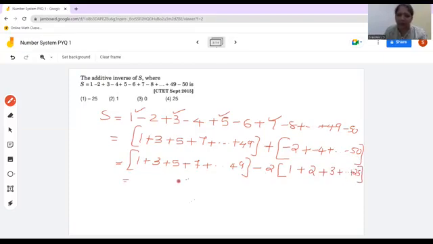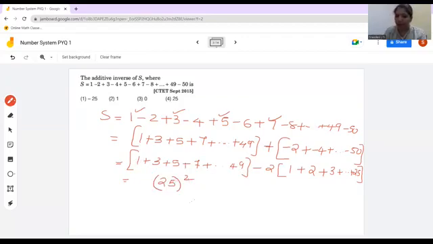Now we already learned in the concepts of number system the sum of the first n odd numbers. What is the answer for that? That is n square. Here, how many odd numbers are there? From 1 to 49 there are 25 odd numbers. So we can write 25 square, n square.